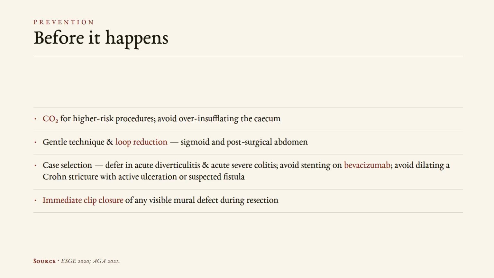Prevention then is concrete: carbon dioxide for higher risk procedures and avoid over-insufflating the cecum. Gentle technique and loop reduction, especially in the sigmoid and the post-surgical abdomen. Case selection: defer colonoscopy in acute diverticulitis and acute severe colitis. Avoid stenting on bevacizumab, and avoid dilating a Crohn's stricture with active ulceration or a suspected fistula. And immediate clip closure of any visible mural defect during resection.